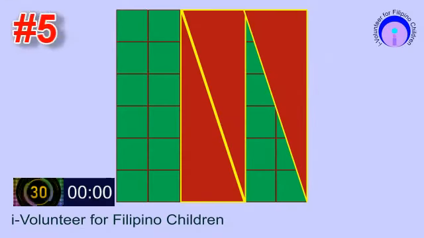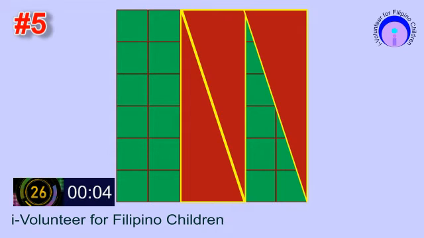Item number 5. Find the area of the red shaded part in square units. You still have 5 seconds to finish.